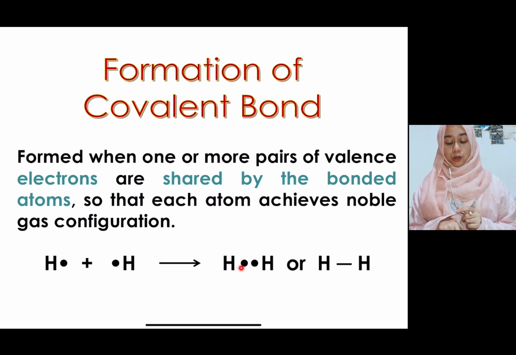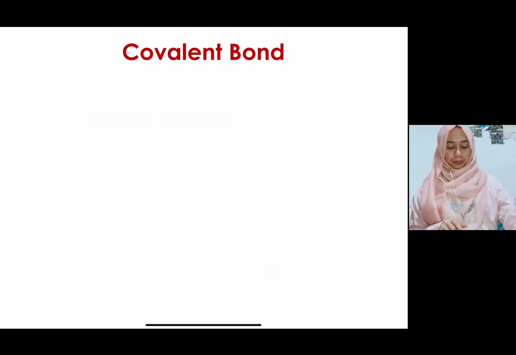Sama ada nak tunjuk juga dot-dot tu, okay, ataupun you can just simply put single bond dekat situ. So single bond ni menunjukkan yang share electron ni tadi. So bear in mind, one single bond, it has 2 electrons in there.